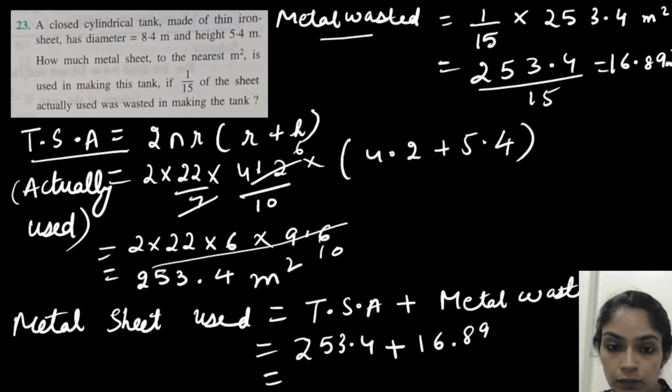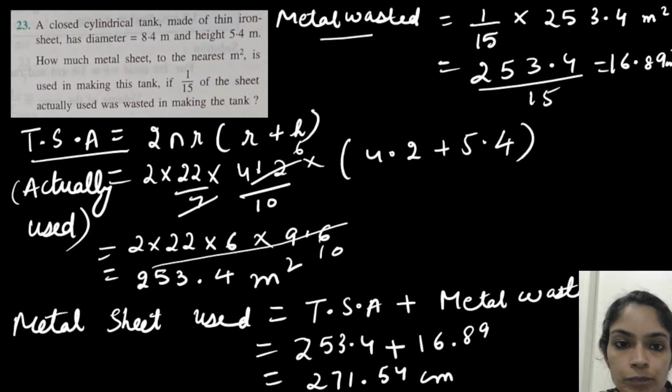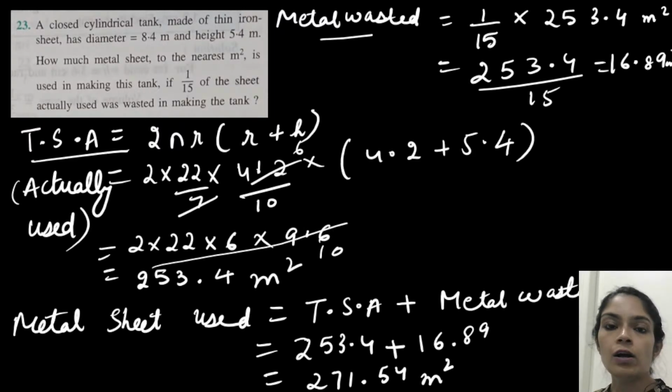Aditya has given the answer 271.54. See, unit you have to write. It is meter square. Wherever I have written centimeter, please correct it. So 271 meter square is the metal sheet used. So whenever there are this type of questions where it is mentioned that this much metal got wasted also, first of all find the actual area, find the percentage wasted, then add both of them.